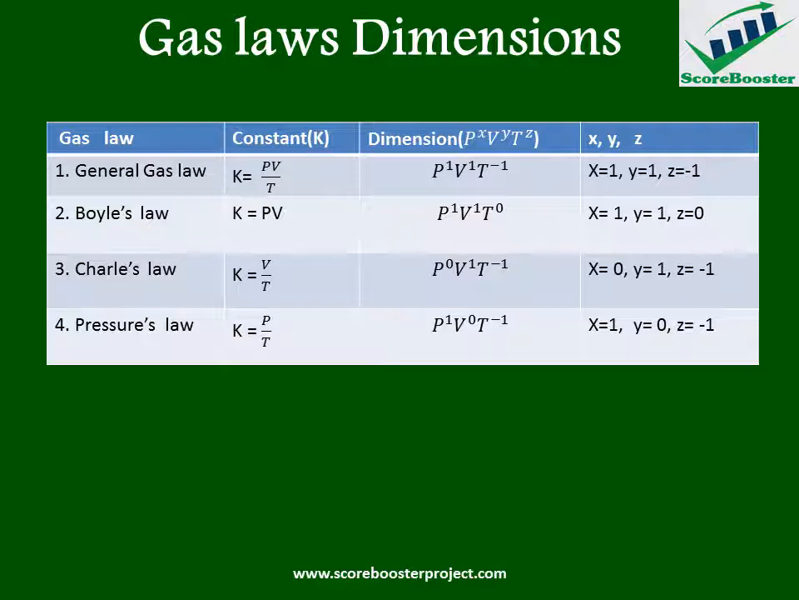Now, if K equals V over T, then V ordinarily here is representing V raised to power 1. T, being the denominator, is representing T raised to power minus 1, as 1 over anything will give us minus. Then, because there is no P, and P is coming first in the general dimension, we are going to represent P by P raised to power 0, because there is no P under Charles' law. Then the V, which is numerator, will be V raised to power 1, while the T, which is denominator, can be represented by T raised to power minus 1.